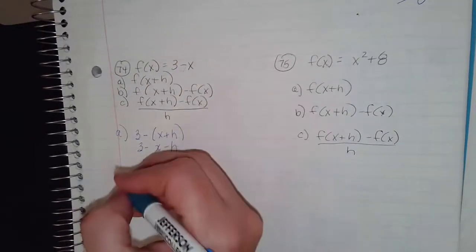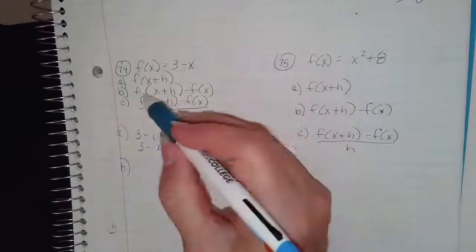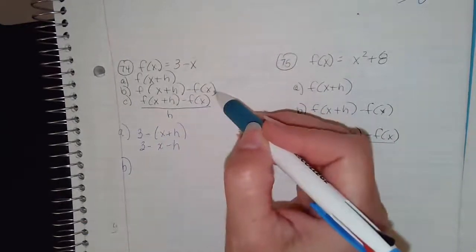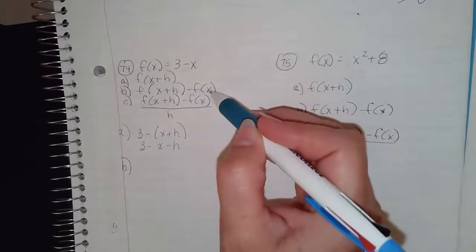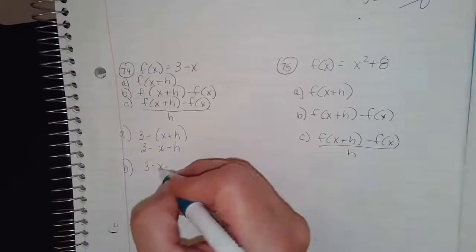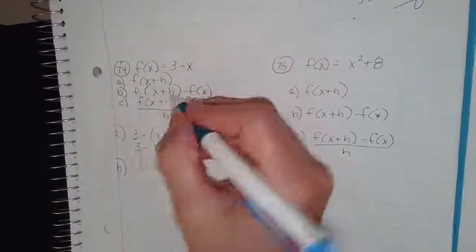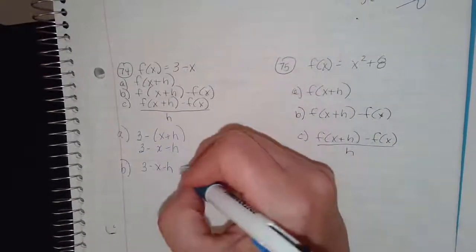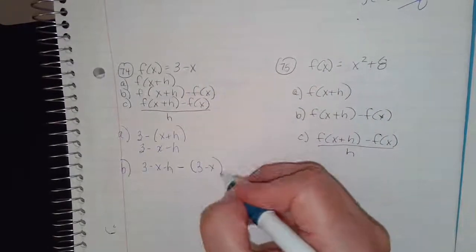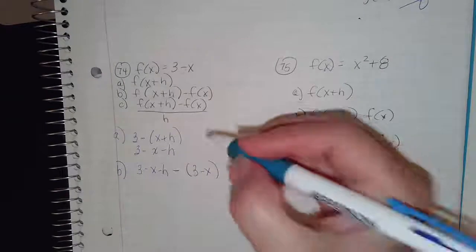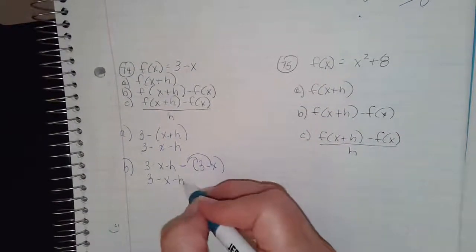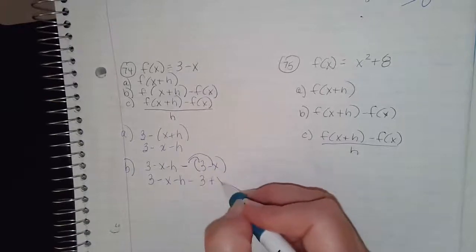B part, a continuation, says do f of x plus h, then subtract the original function in terms of x. So we already have this, that's 3 minus x minus h. So that's that part. Then minus the original function. Now there's two parts to it, so we'll need a parenthesis and distribute our subtraction. So when I distribute the negative sign, I have 3 minus x minus h minus 3 plus x.